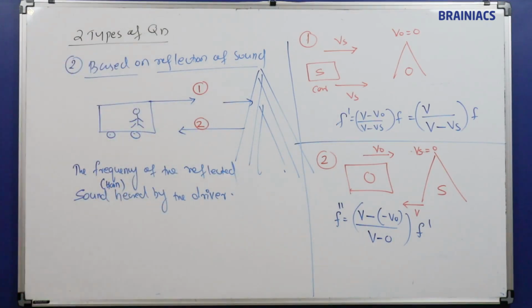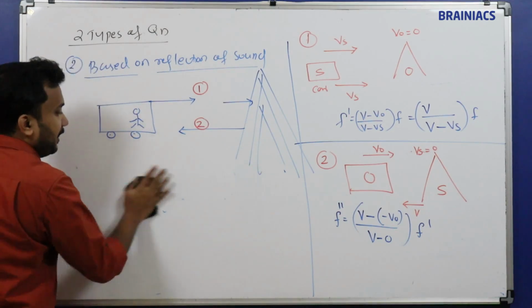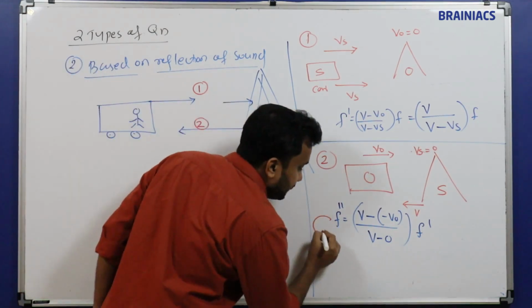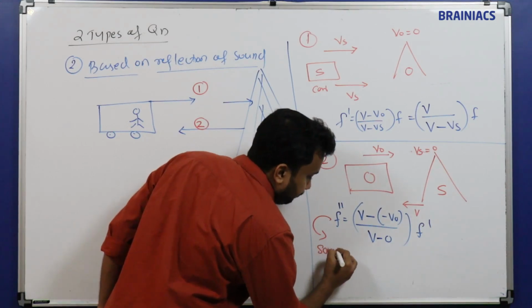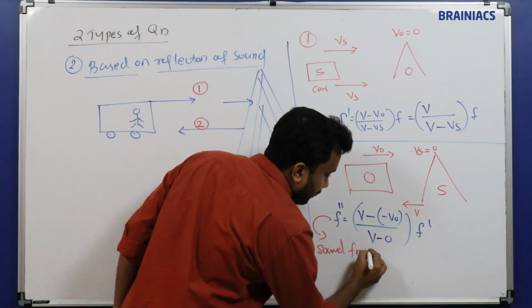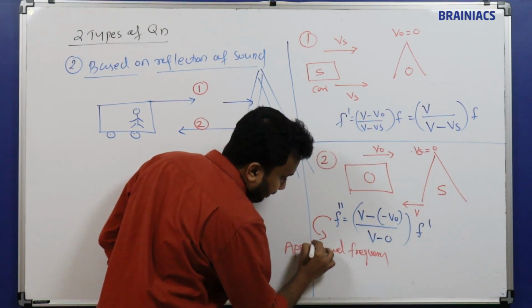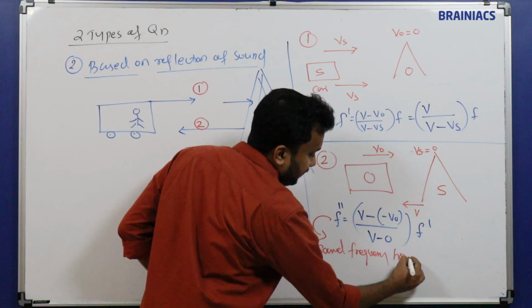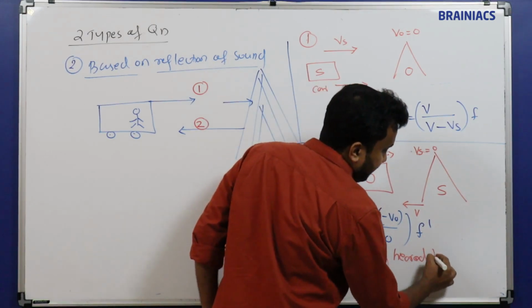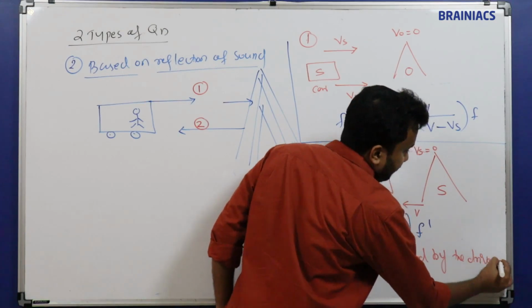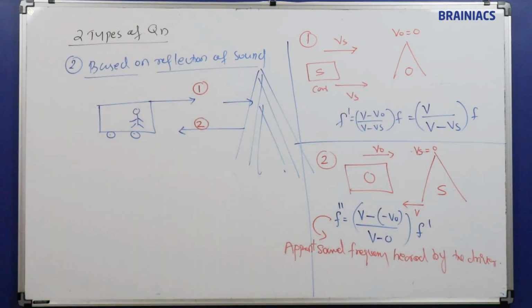Now I need some more space. So now I am writing. F dash is the sound frequency. What sound frequency? It's called the apparent sound frequency heard by the driver. This is the apparent sound frequency heard by the driver.